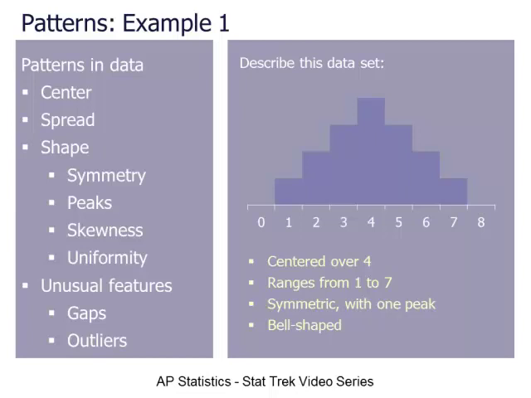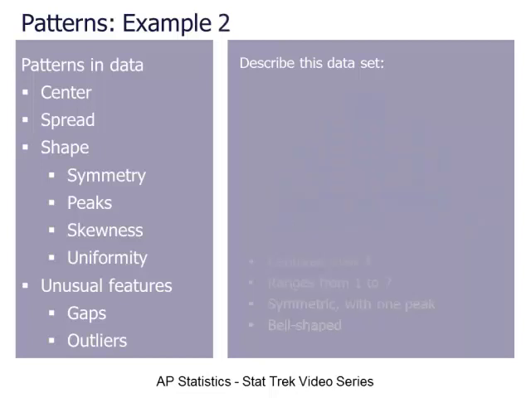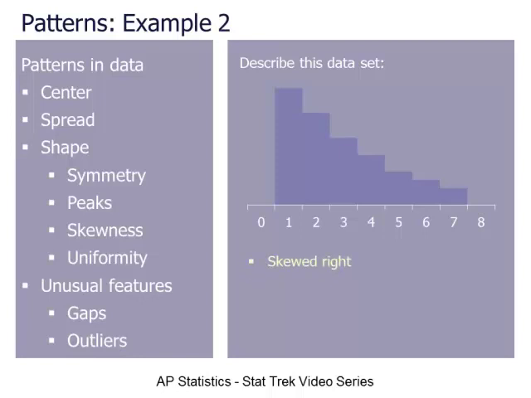Let's try another data set. Here, most of the observations are on the left side of the graph. This means that the data set is skewed right. And since most of its observations are on the left, the distribution is centered over the left side of the graph, probably at 2 or maybe 3. The data set ranges from 1 to 7 with no gaps or outliers.